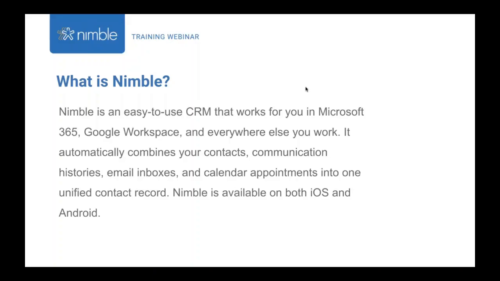So Nimble is an easy-to-use CRM that works for you in Microsoft 365, Google Workspace, and also everywhere else you work. It'll automatically combine your contacts, communication histories, email inboxes, and calendar appointments into one unified contact record. So you can build stronger relationships by engaging with all of your customers more intelligently. It's also available both on the iOS and Android apps for use in a mobile application.